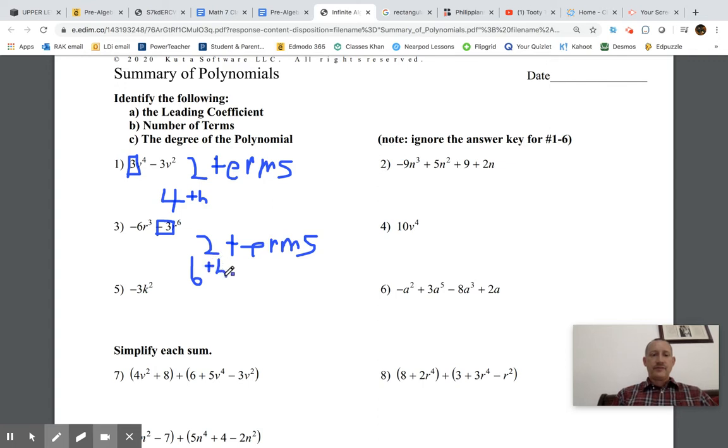Okay. This third one, well, the leading coefficient is the only coefficient we have, -3. This is a monomial because there's only one term.